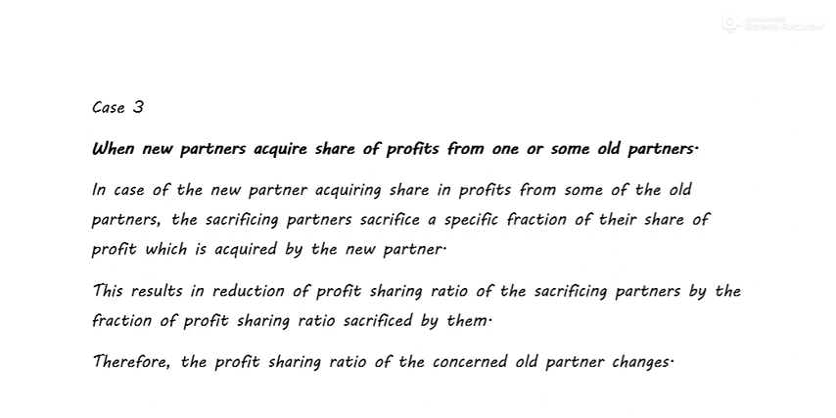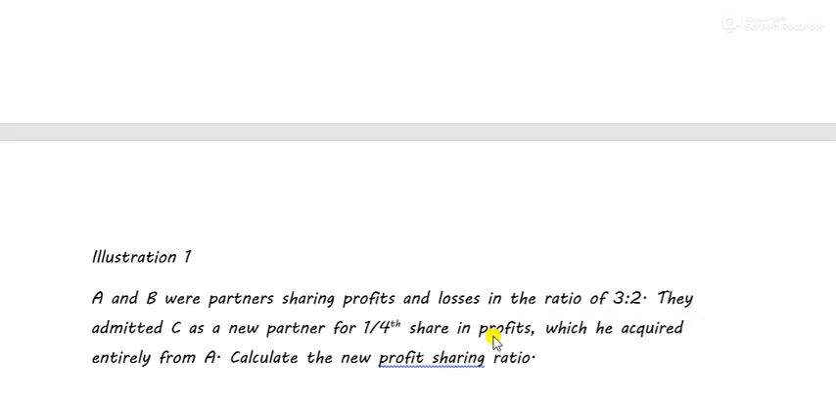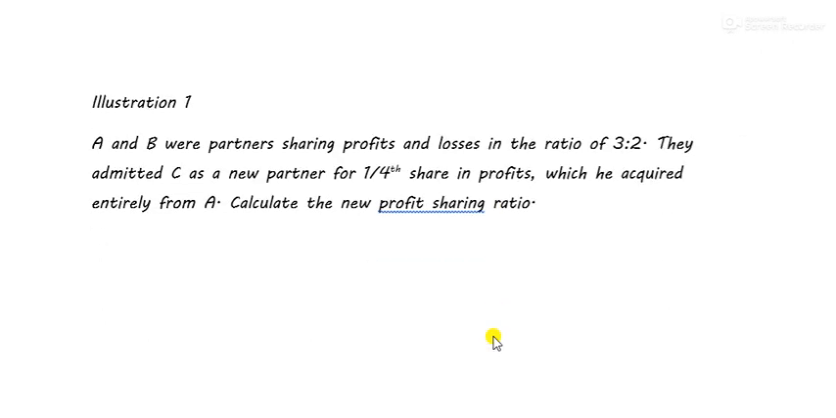Now let's move on to a small illustration, a very easy one. A and B were partners sharing profits and losses in the ratio of 3 is to 2. They admitted C as a partner for 1/4 share, which he acquired entirely from A. Means B is not contributing anything to this. The whole share is being given by A to C. Now calculate the new profit sharing ratio.